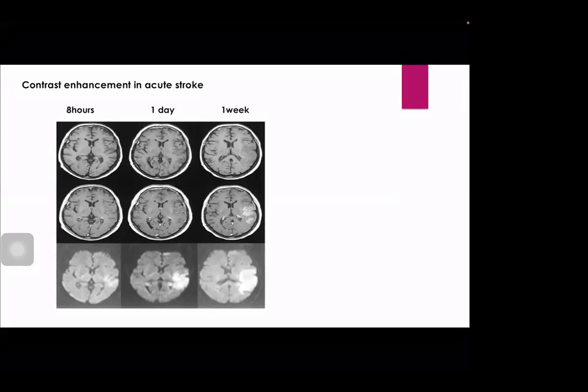We have stroke imaging at 8 hours, 1 day, and 1 week. Here you can see the above row is the T1 weighted image, and below is the contrast enhanced image. In the upper images, you can see there is gyral swelling in the left middle cerebral artery territory. On the contrast enhanced image, you can see in the 8 hour and 1 day images there is enhancement of the vessel across the area of the infarct, whereas at 1 week there is moderately enhanced cortical and subcortical area.